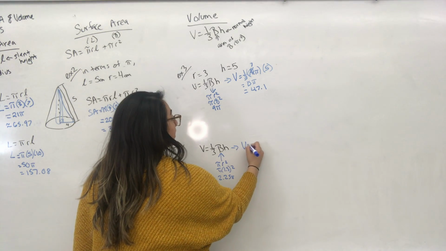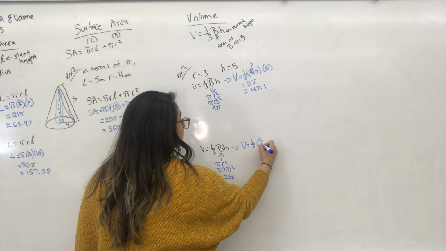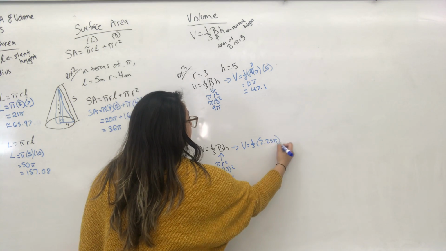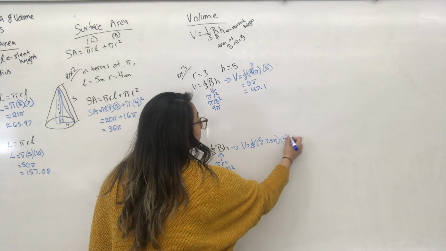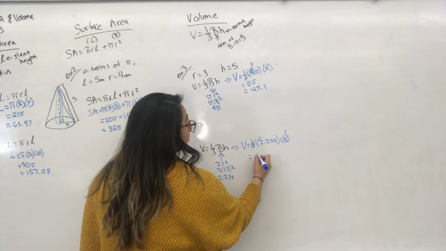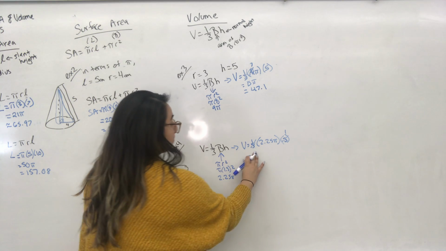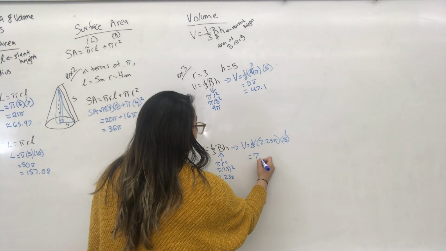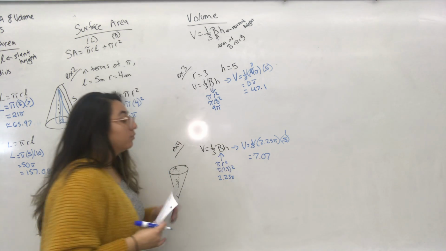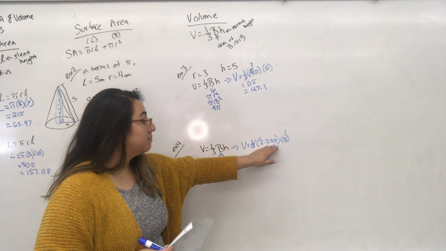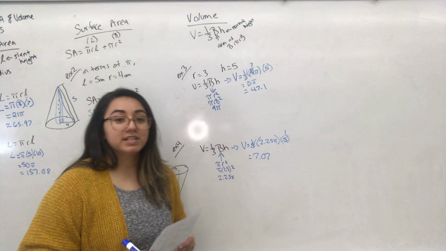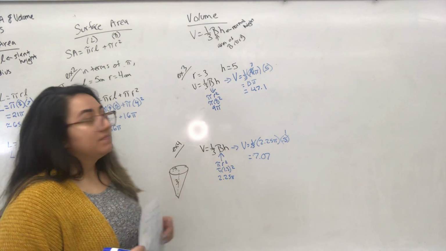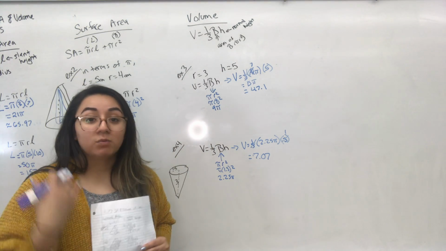Now, I get 1/3 times the 2.25 pi times your height. Your height was 3. 1/3 of 3 is 1. So therefore, it's 2.25 times pi. You end up with 7.07. Or 1/3 times 2.25 pi times 3, you'll end up with an answer somewhere around there. If you're off by 1 decimal, it's not going to be wrong. So very easy, very simple. Just take it one step at a time.